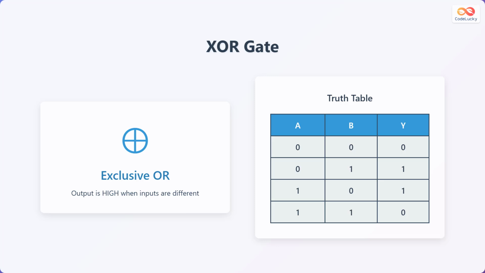When input A is 0 and input B is 0, the output Y is 0. When A is 0 and B is 1, the output Y is 1. When A is 1 and B is 0, the output Y is 1. Finally, when both A and B are 1, the output Y is 0. As you can see, the output is high only when the inputs A and B are different.